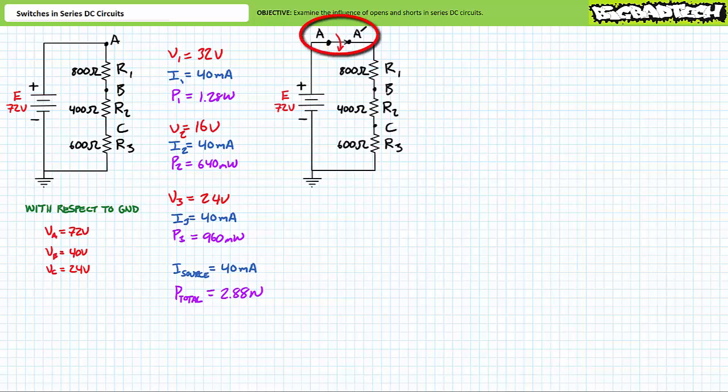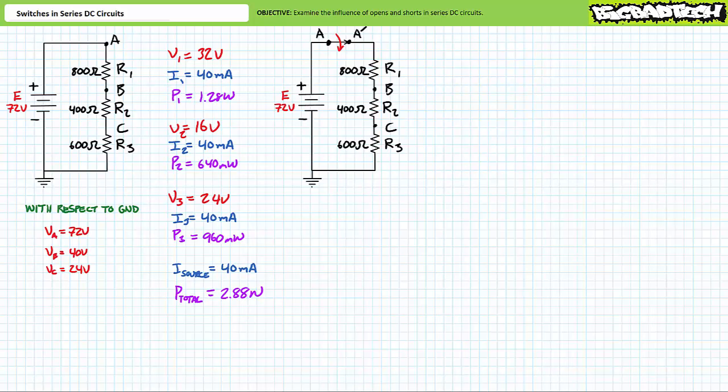Consider a two-terminal switch installed between the positive terminal of the source and the top of R1. You'll recall the resistance of an ideal closed switch is 0 ohms and will allow current flow through the system, whereas the resistance of an open switch is infinite and will not allow current flow through the system. You'll note the inclusion of the two-terminal switch necessitates an additional node I'm calling A single prime.